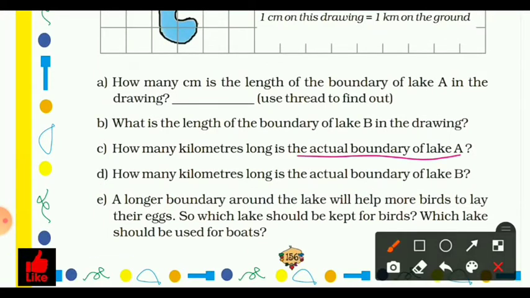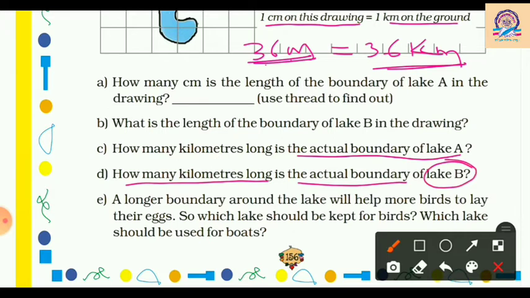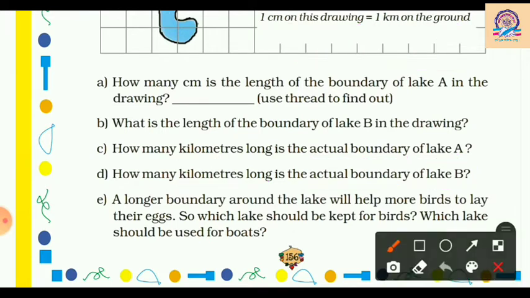So on the drawing it was 36 centimeters. So we have to convert it into the actual boundary, and the scale is given here. 1 centimeter on this drawing is equal to 1 kilometer on the ground. It means 36 centimeters will be equal to 36 kilometers on the ground. Now next is, how many kilometers long is the actual boundary of Lake B? We measured Lake B and found it was only 21 centimeters. So on the ground it will be 21 kilometers.